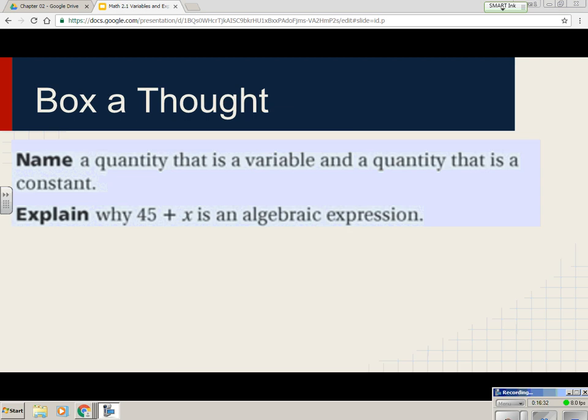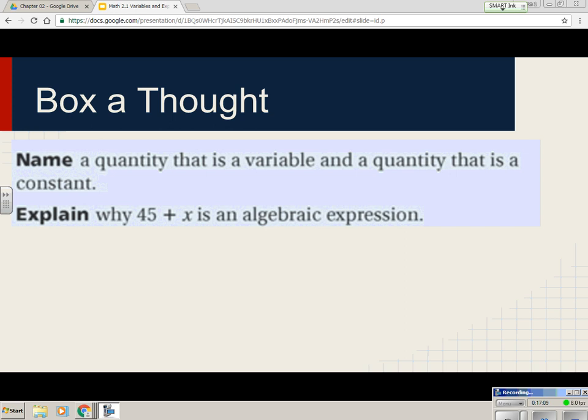All right, your big box of thought today. I want you to try to name a quantity that is a variable and a quantity that is a constant. I basically want you to give me an algebraic expression. So use a variable and use a constant. That's a letter and a number. Wink, wink. All right, number 2, explain why 45 plus x is an algebraic expression. Why is that considered an algebraic expression? A hint to you, if you need to go back to the notes, watch that part again where I talk about the difference between an algebraic expression and just a regular expression.